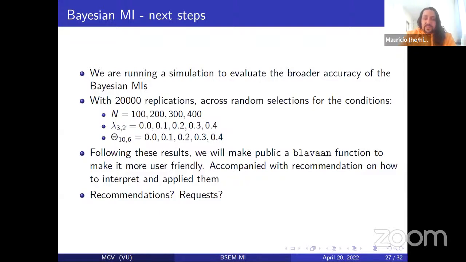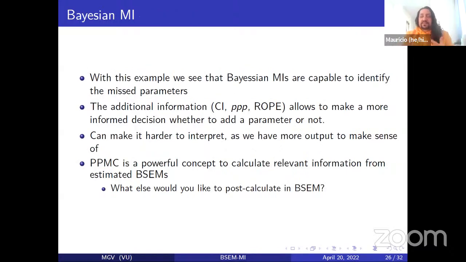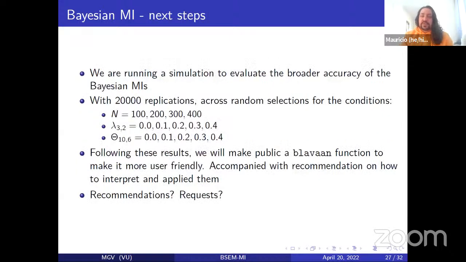The next step, we are running a simulation with random sample size, a missing factor loading, and a missing residual correlation. And following this, we are close to making public a blavaan function to make it more user-friendly, and hopefully also with good recommendations in the use and application. The disadvantage of more information is that now we have more things to make a decision from. So how do I read them? How do we do this? I don't want to just throw this into the world, but to throw it with at least a little guidance for the users and some user-friendly functions as part of this.